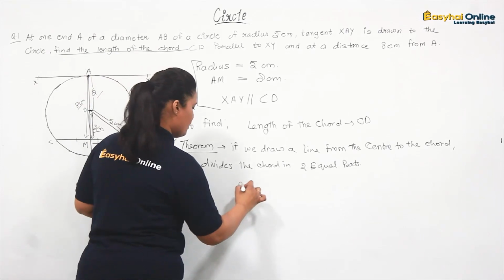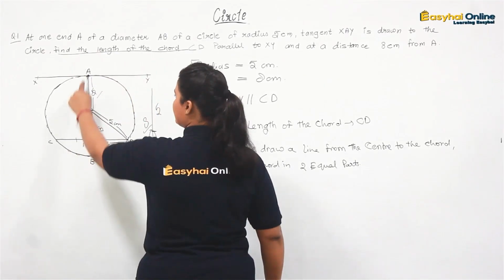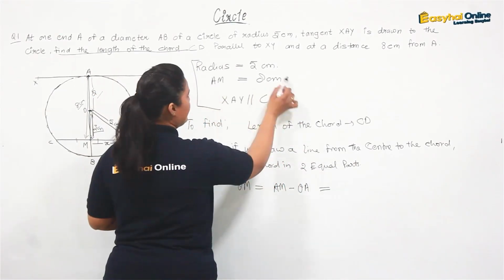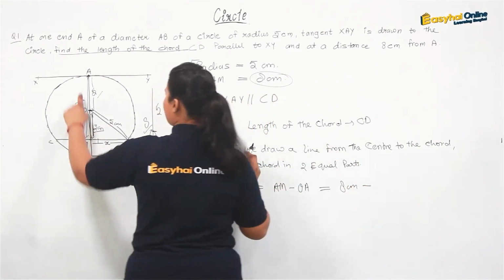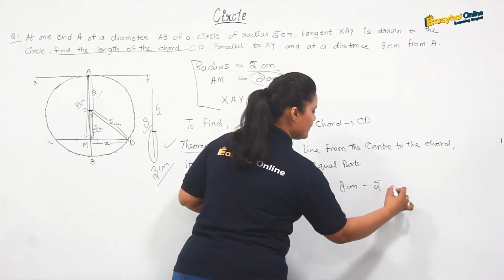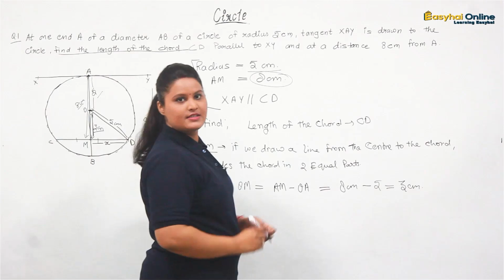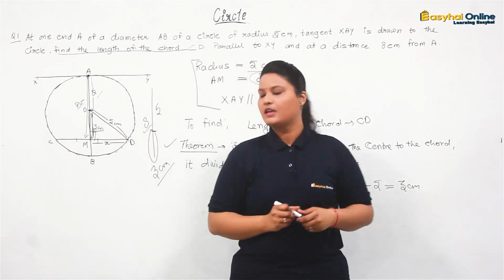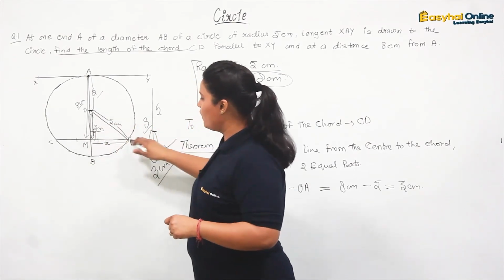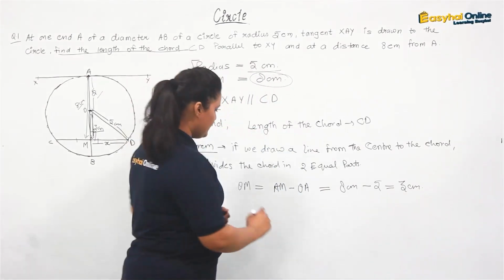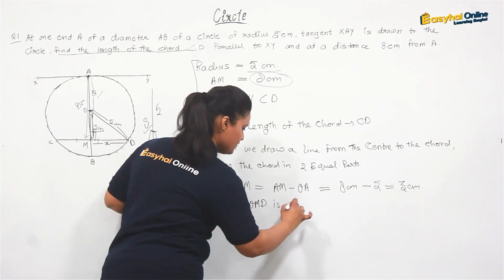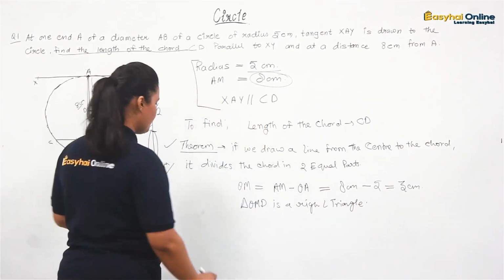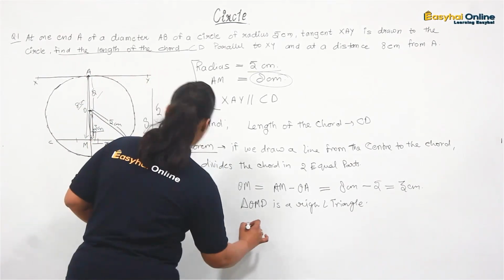I can say OM is equal to AM minus OA. AM is given as 8, and OA is the radius of the circle, which is 5. So OM is 3 centimeter. Here there is a right angle triangle, because OM is perpendicular on the chord. So triangle OMD is a right angle triangle, and I can apply the Pythagoras theorem.